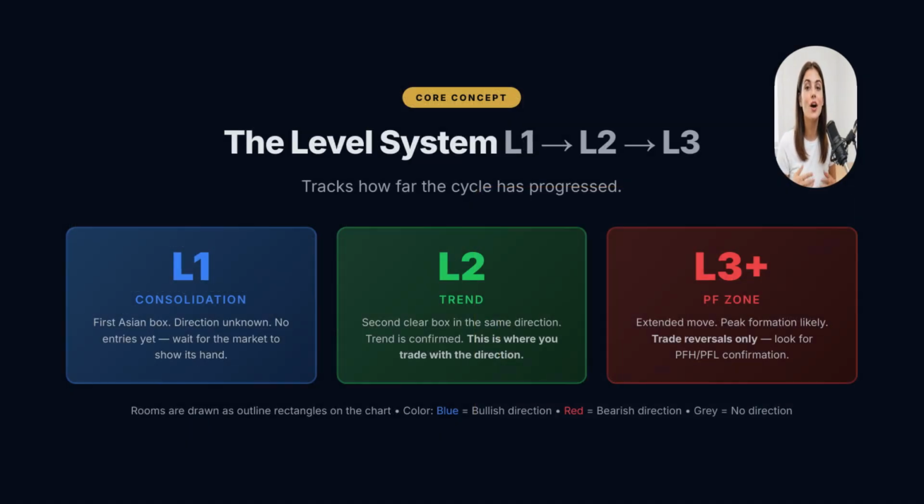The level system is the heart of the state engine. Each time the Asian session ends and price creates a new box that clears the previous range, the level counter increments. Level 1 is consolidation, the first box. Level 2 is the trend confirming. Price is moving directionally. Level 3 and above is the peak formation zone. The market maker is near their target and a reversal becomes likely.